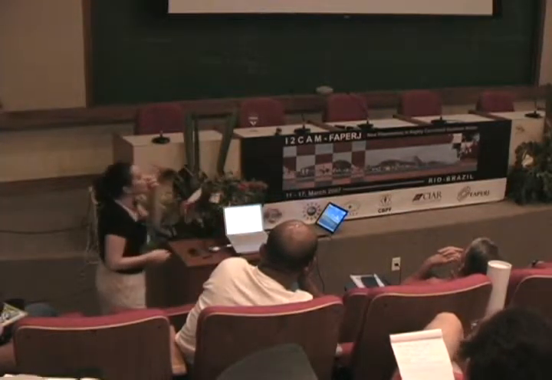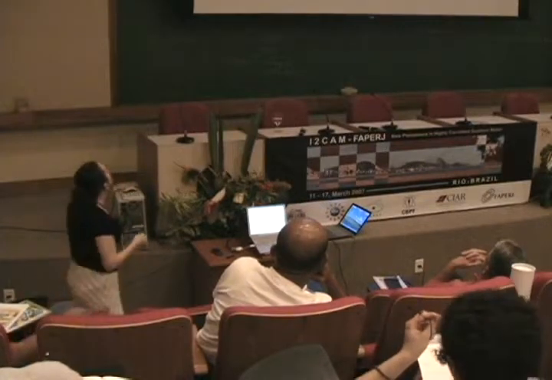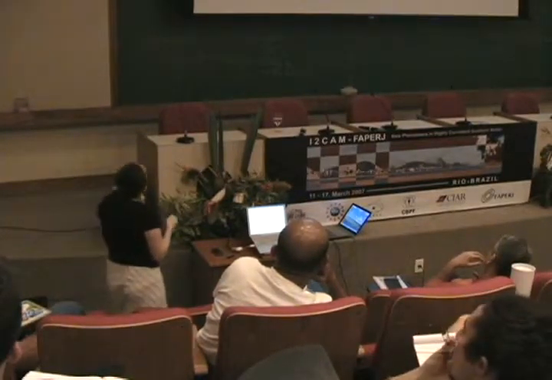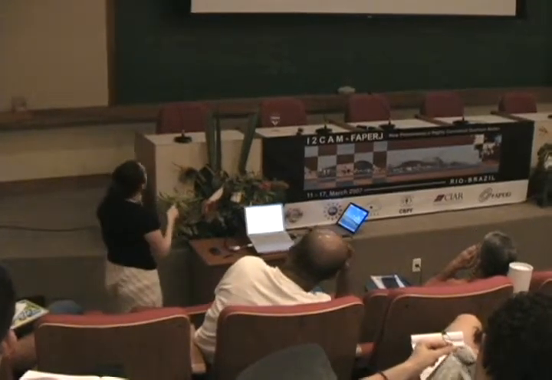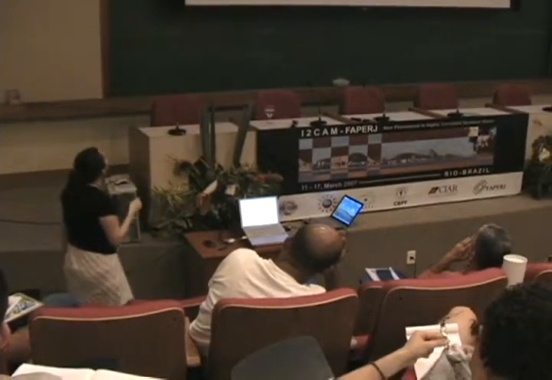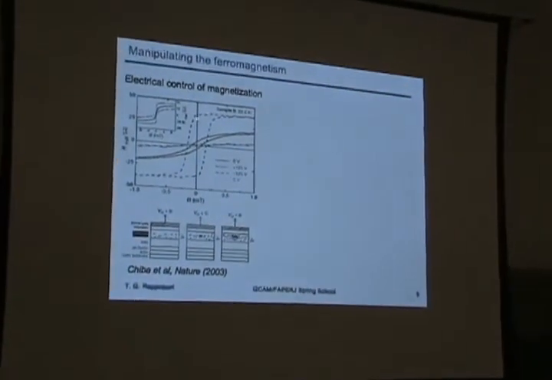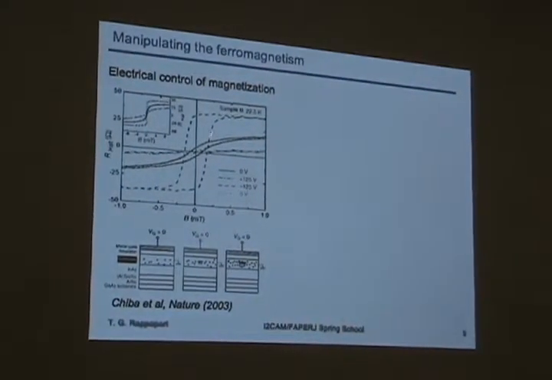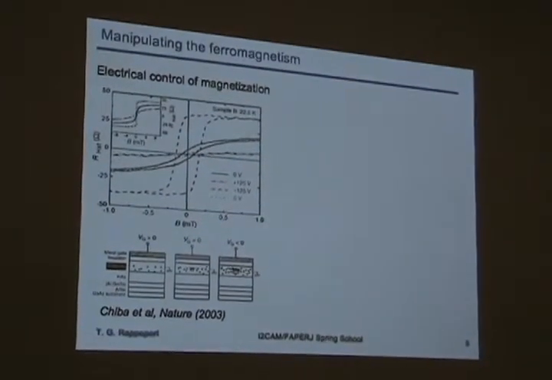So then, some nice things can be done with these systems. For example, this experiment from Ohno's group, where they have a gate, similar to what Claudio was discussing with his 2D electron gas, where they can control the Fermi level, so the carrier density in this DMS, and we see that you can enhance the magnetism in a system like that, or you can even destroy it by manipulating the electrical properties of the system.